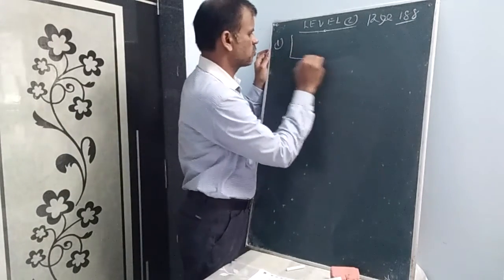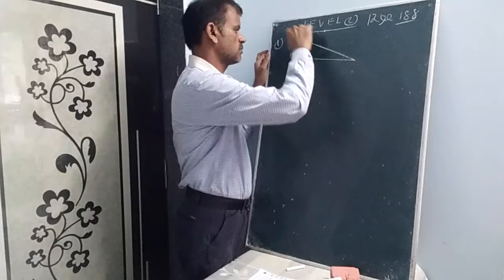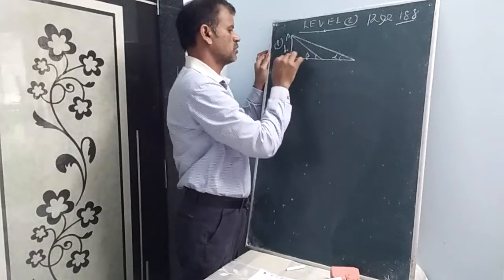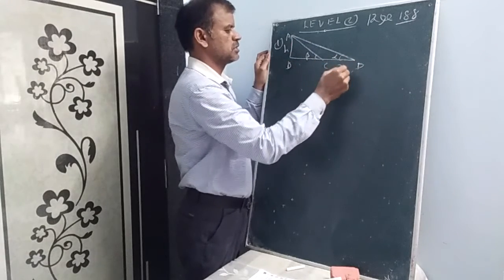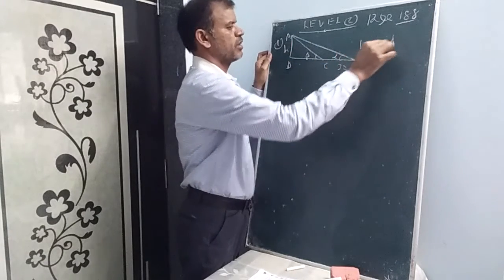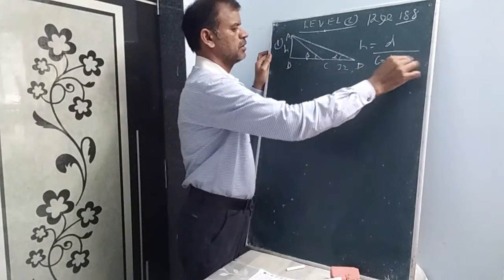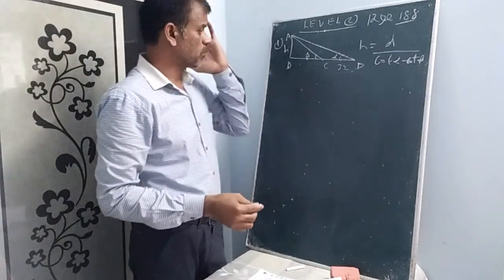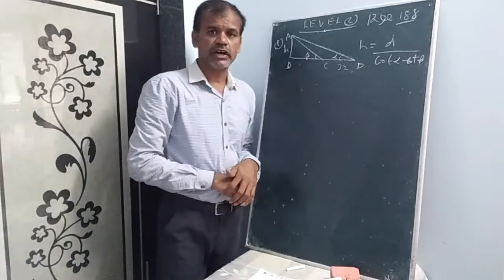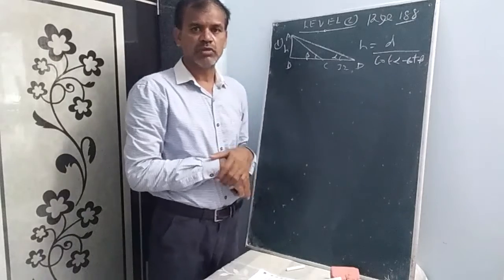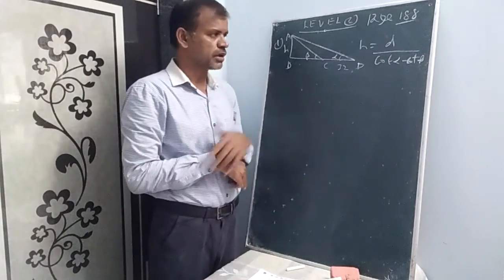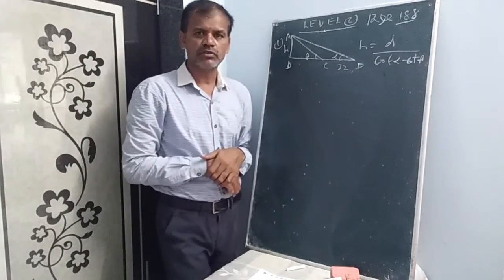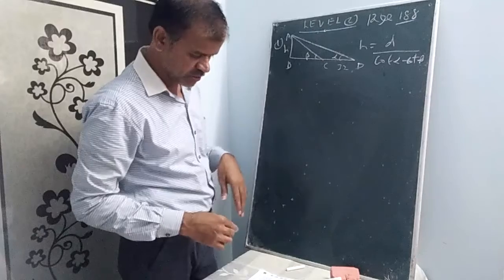First one, I think you can do this sum. This is alpha, this is beta, this is H. Put the names A, B, C, D. This is 32 kilometers. Use the formula H is equal to D by cot alpha minus cot beta. Alpha equal to cot inverse 3/5, beta is equal to cot inverse 2/5. So cot alpha equal to 3/5 and cot beta equal to 2/5. 32 by 3/5 minus 2/5 is 32 by 1/5. 5 into 32 equal to 160. You can do the question.